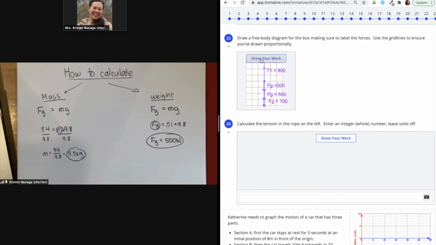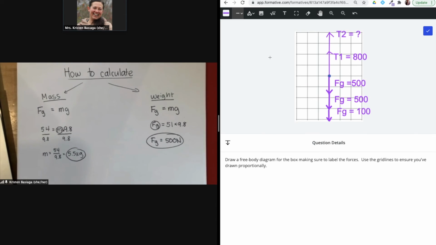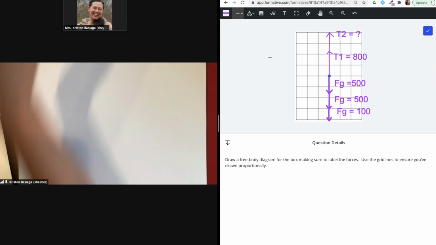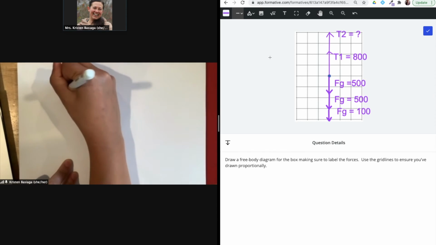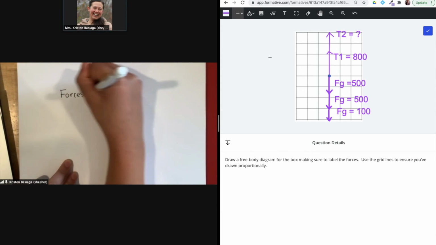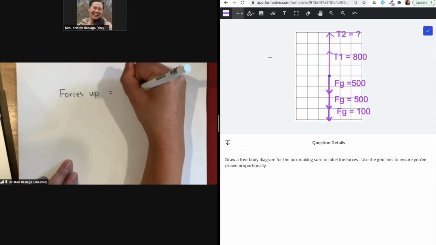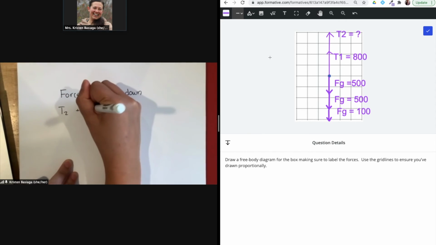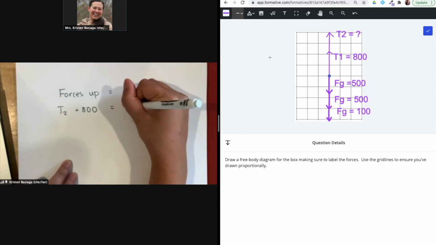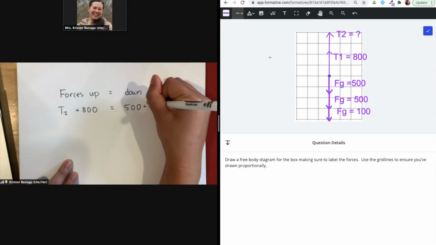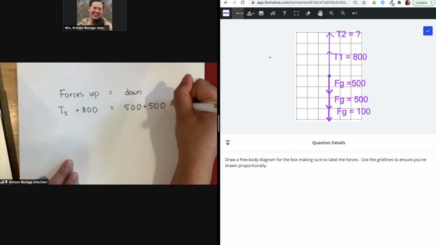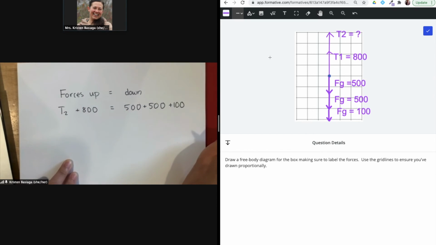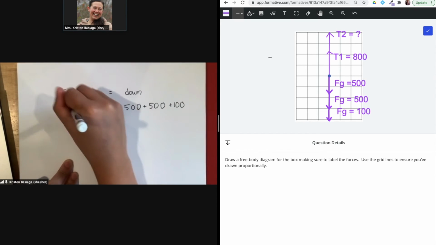This makes my work for the next part much easier, because if I keep this picture in front of me, then I can write an equilibrium equation. Since the forces that pull up have to equal the forces that pull down, that means T2 plus 800, both of those tensions pull up, balancing the two weights from the painters that pull down, plus the 100 newtons from the plank. And I can solve for T2.